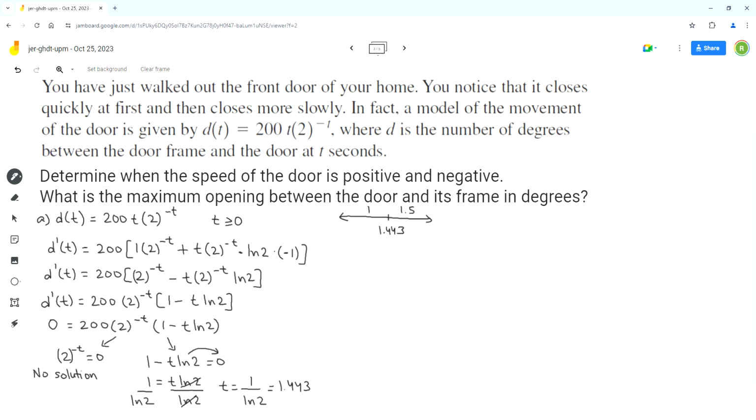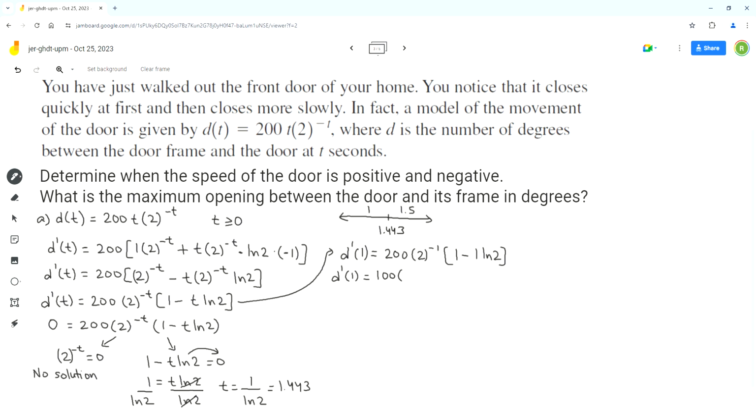So we'll sub in these test values in the derivative. So we can use this equation. Let's start with t equals 1. Now we can evaluate this expression. So 200 times 2 to the power negative 1 is equal to 100.